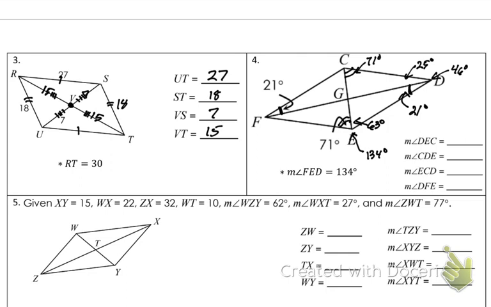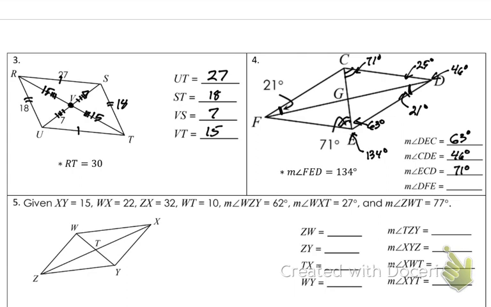Now I have everything I need to label these, so now let's just look through it. So it says DEC. DEC would be that 63 degrees right here. Remember, read it in order, so DEC would be 63 degrees. CDE, start at C. DE is that big angle we already found at 46 degrees. ECD, oh, I already labeled that as 71 degrees.